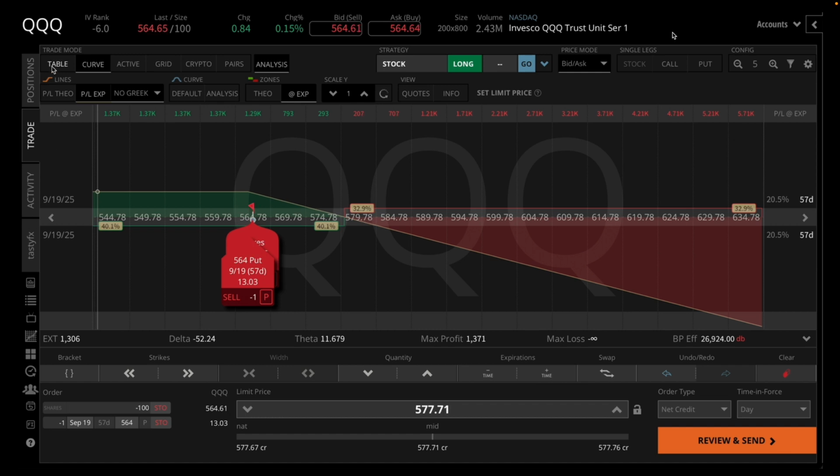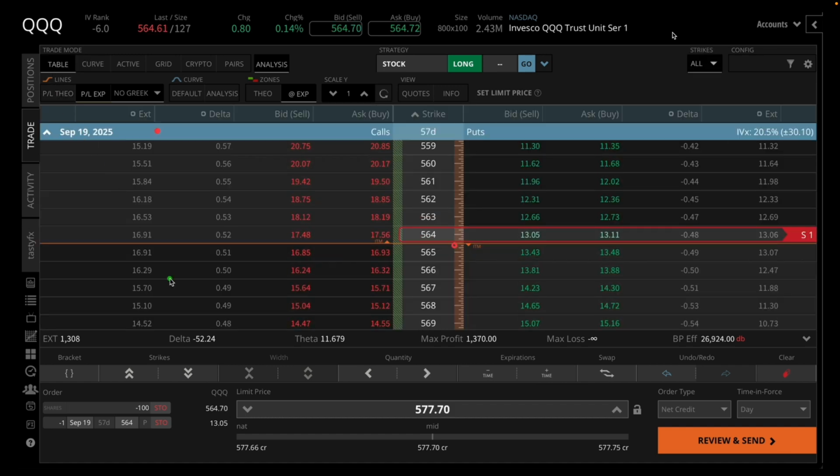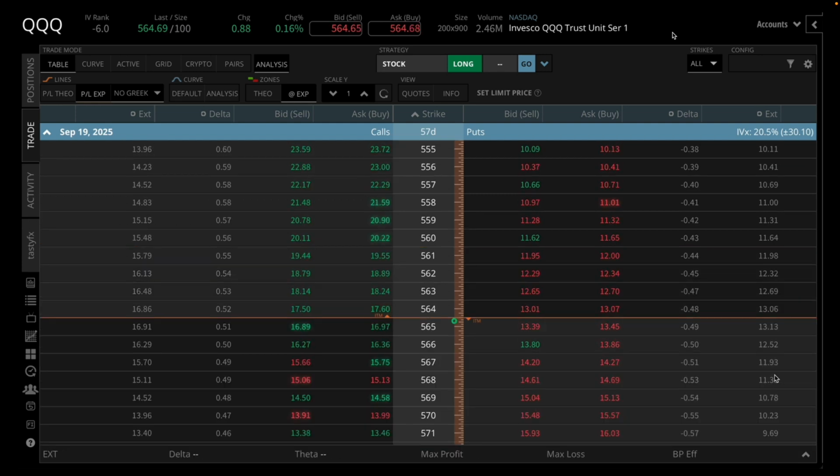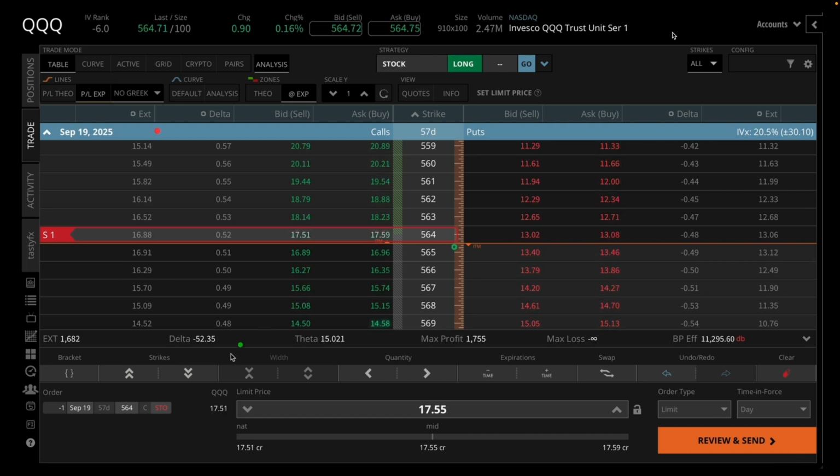Let's head back to the table view here, where we're going to compare this to a short call option. So in order to replicate this trade, we need to sell a call option that's going to replicate negative 52 delta. And lo and behold, we would be selling the 564 strike call to replicate that trade, which is the same strike for which we sold the put.